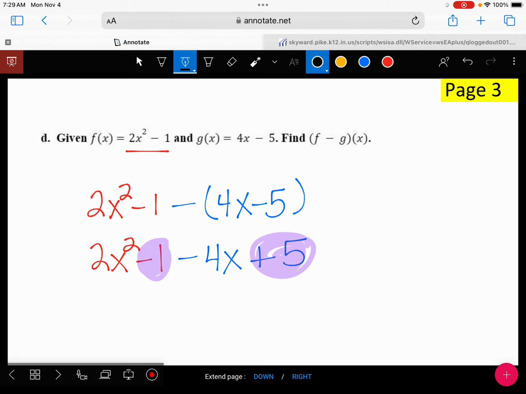So our final answer would be 2x squared minus 4x minus 4. Nope, not minus 4. Would it be -4 or +4? +4. +4.